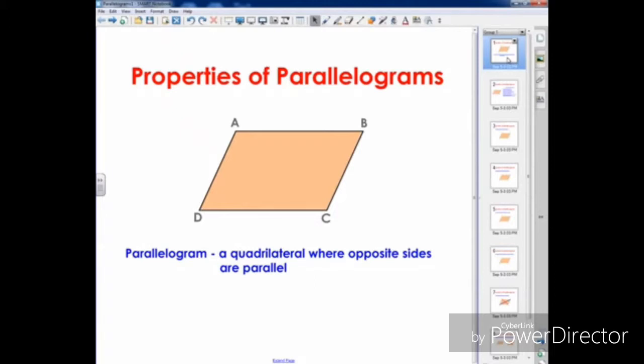Today, we are going to discuss the properties of a parallelogram. But before we discuss the properties, let us define what a parallelogram is. A parallelogram is a quadrilateral where opposite sides are parallel. Side AB is parallel to side DC and side AD is parallel to side BC. So the opposite sides are parallel.